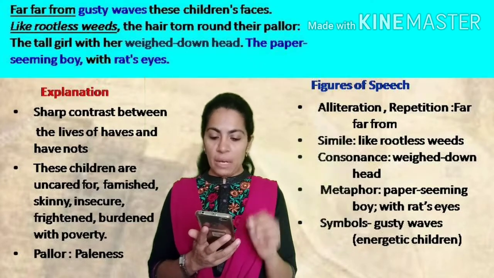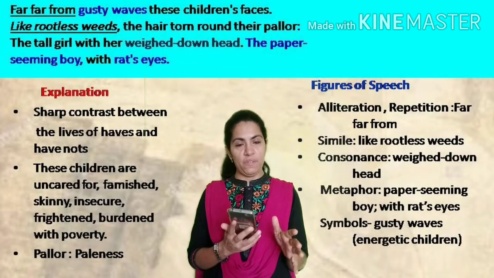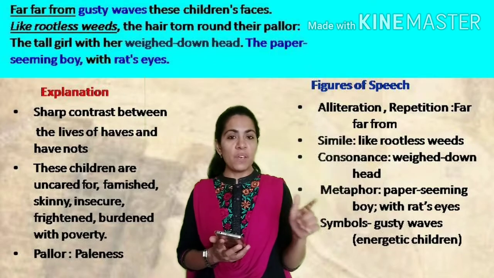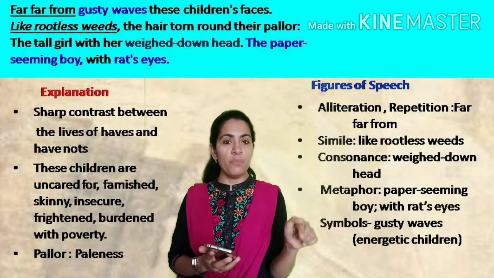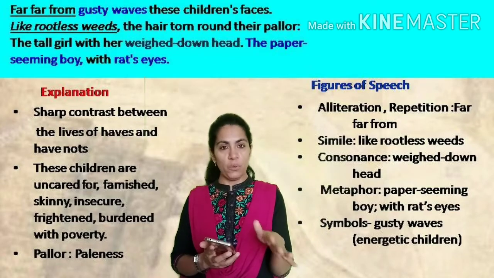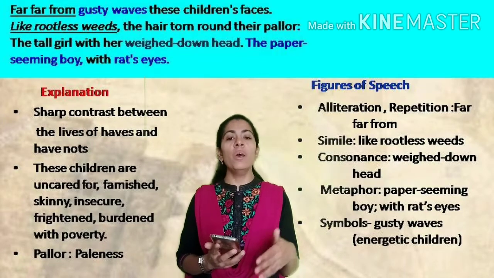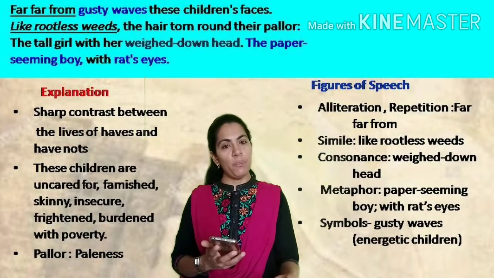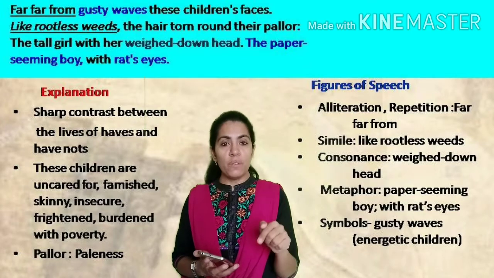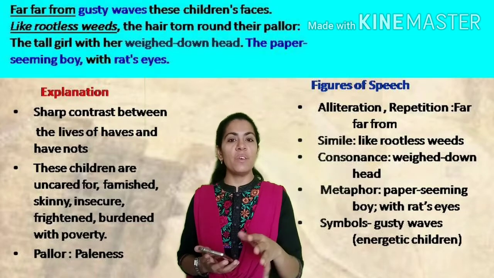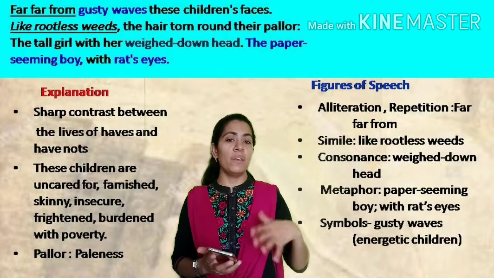Far, far from gusty waves, these children's faces. The poet doesn't start with a description of these slum children's faces. Slum is an overcrowded street which is inhabited by poor people. And elementary means a school which is giving primary education. So the poet is not starting by describing the faces of the children. He just gives us a point of comparison, an analogy.